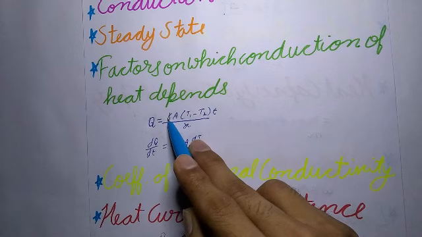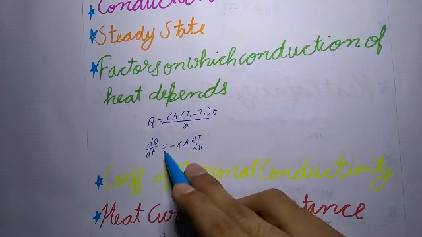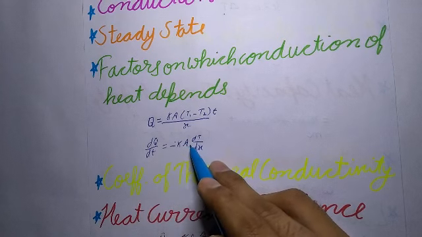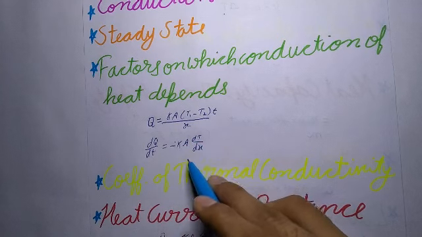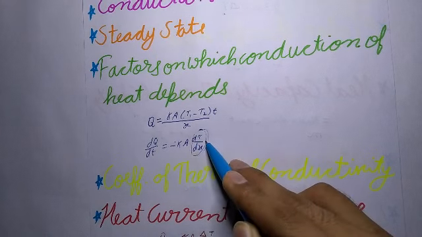The rate of flow of heat through the slab, dQ/dt, will be equal to -KA dT/dx. Here dT/dx is the rate of fall of temperature with distance and is called temperature gradient.